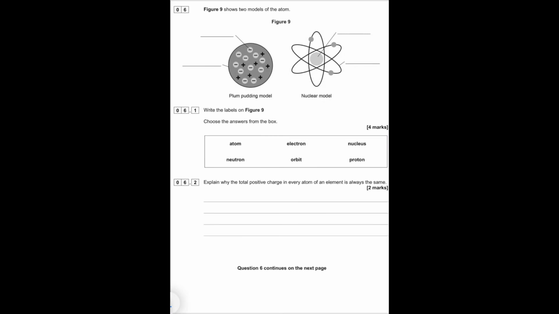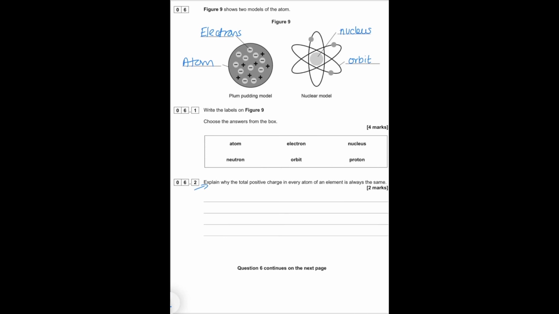In this question, we have two models of the atom. So we've got the plum pudding model and the nuclear model, and we've got to label the different parts. So the negative parts are the electrons. The whole thing is the atom. The middle of the nuclear model is the nucleus. And the circles are the orbits on which we have the electrons.